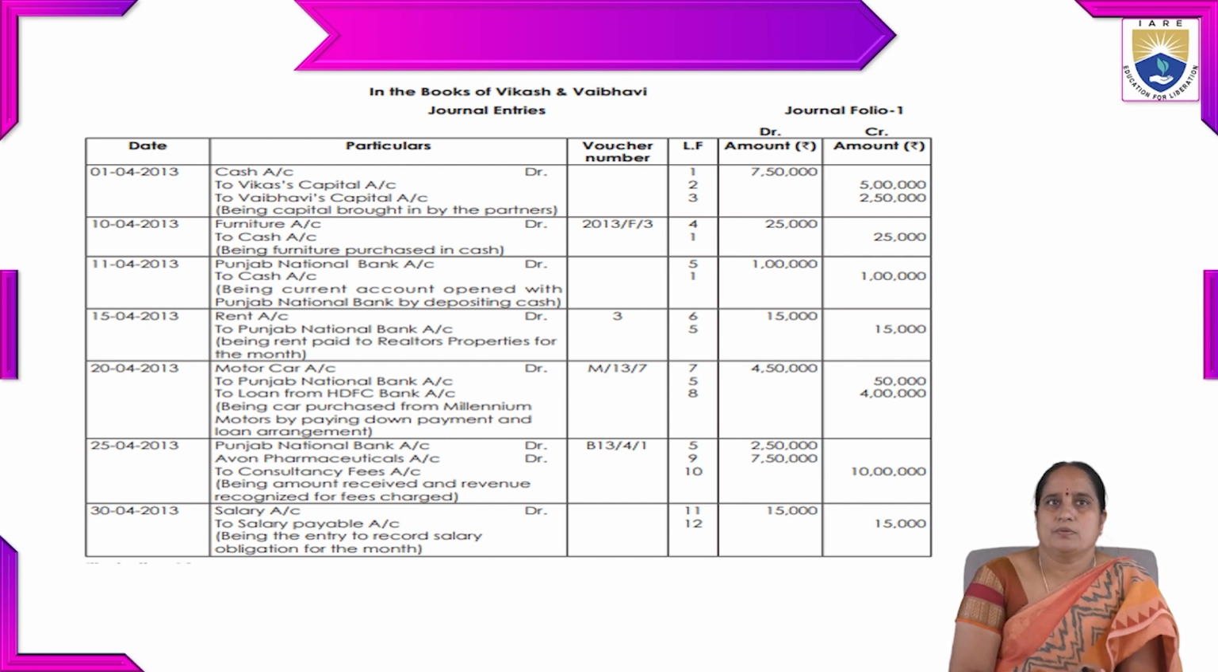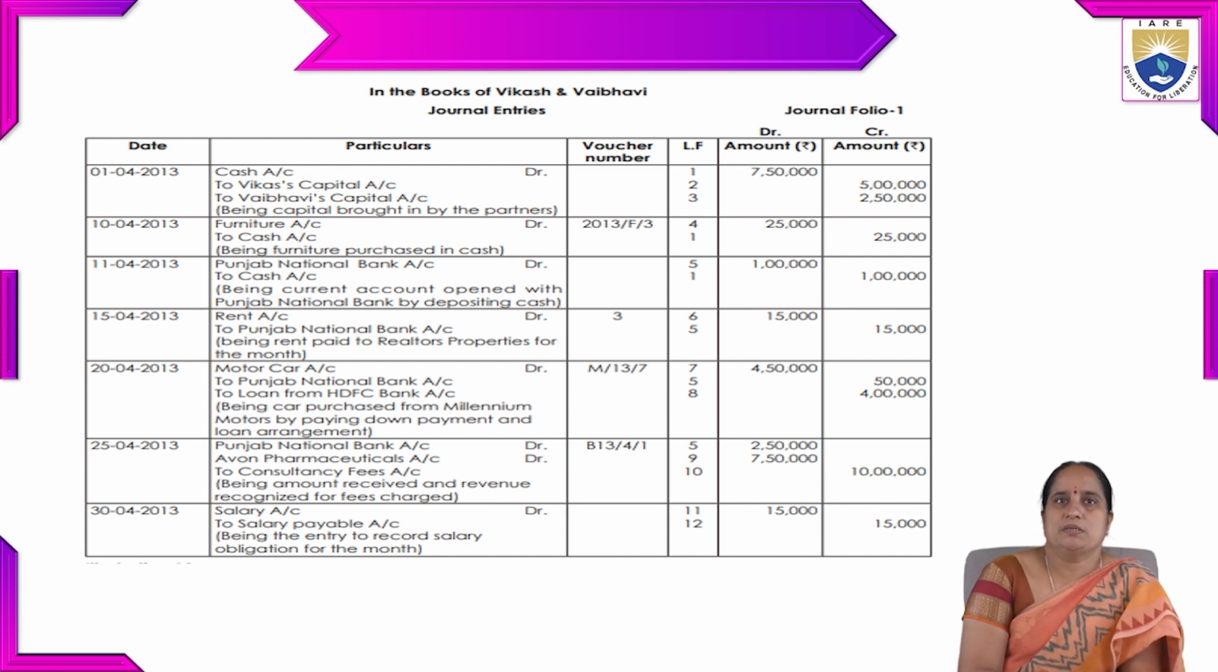On 25th April, being amount received and revenue recognized per fees charged. So whatever amount, 2 lakhs 50,000, the amount received that should be debited in PNB and Avan Pharmaceuticals that is also debited 7 lakhs 50,000. And to consultancy fees, they paid 10 lakhs rupees.